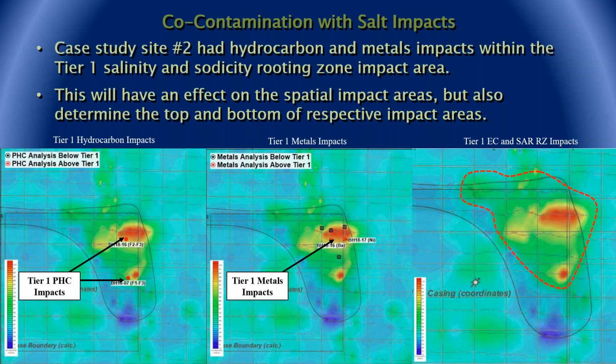On the left, it indicates hydrocarbon impacts within the tank farm area to the north, as well as the overland spill area to the south. The middle indicates areas with Tier 1 metal exceedances that were observed, and to the right indicates that both areas, the hydrocarbon and metal impact areas, are within the Tier 1 root zone EC and SAR exceedance area, as highlighted by the red dashed line there.